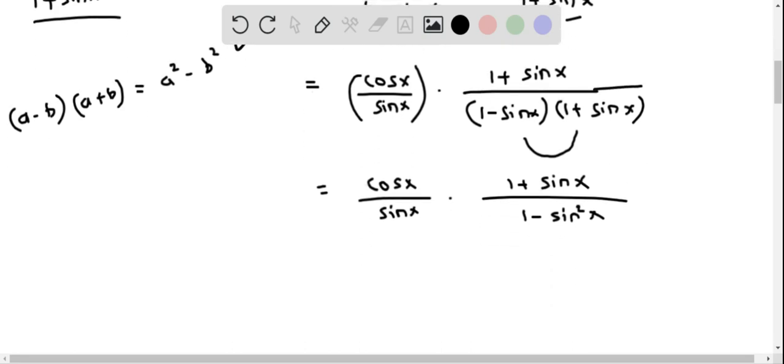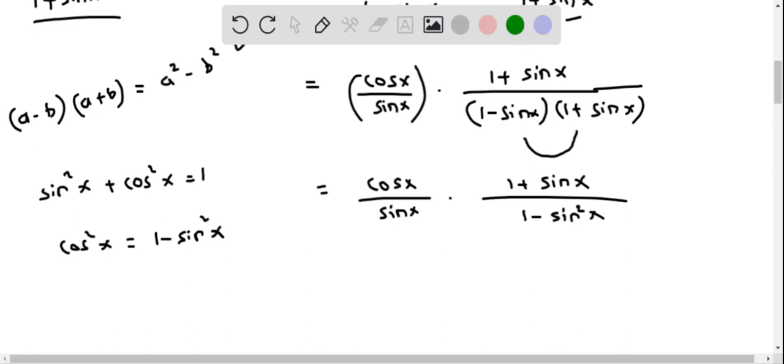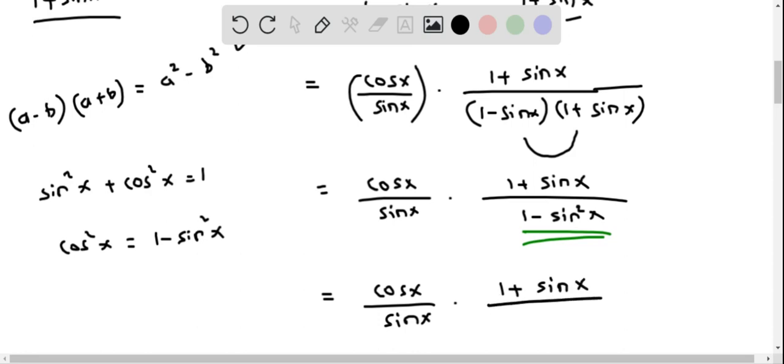And we can now use the Pythagorean identity, that is sine squared x plus cosine squared x equals 1. So if we subtract sine squared x on both sides, we get cosine squared x equals 1 minus sine squared x. That means we can now replace this 1 minus sine squared x with cosine squared x. So let's do that now. We have the first expression cosine x over sine x, multiplied by the numerator 1 plus sine x, divided by 1 minus sine squared x, which is cosine squared x.